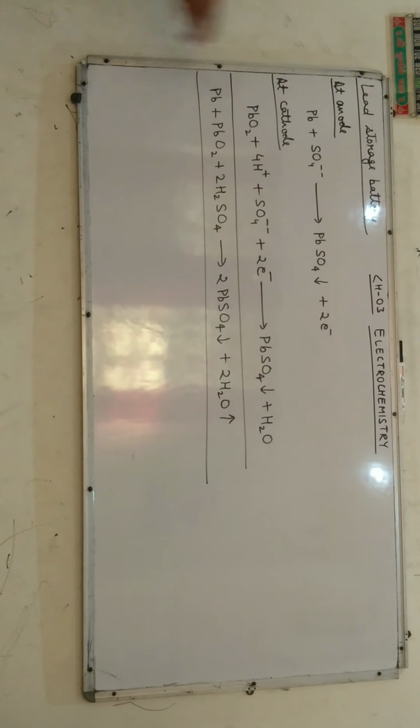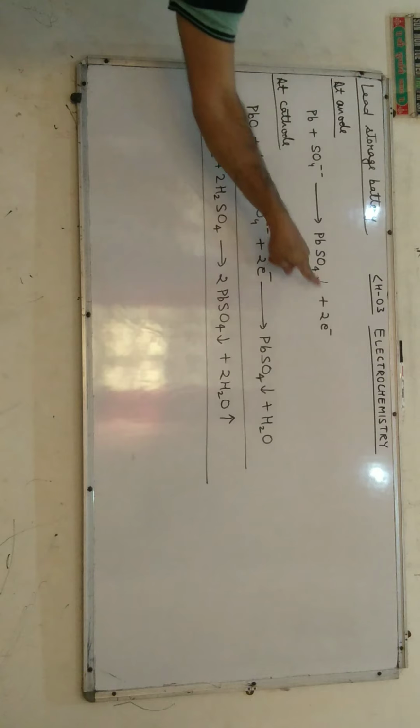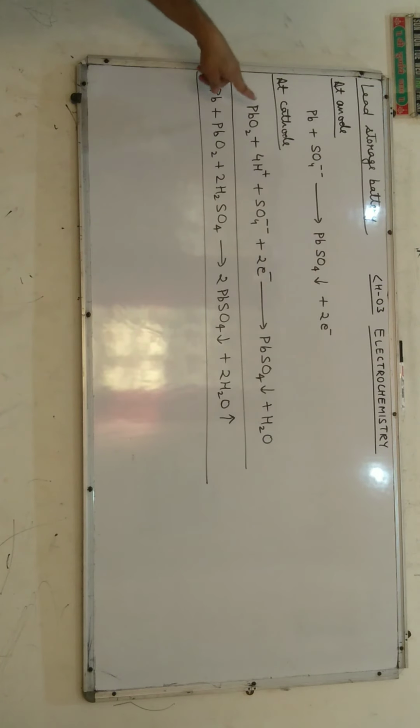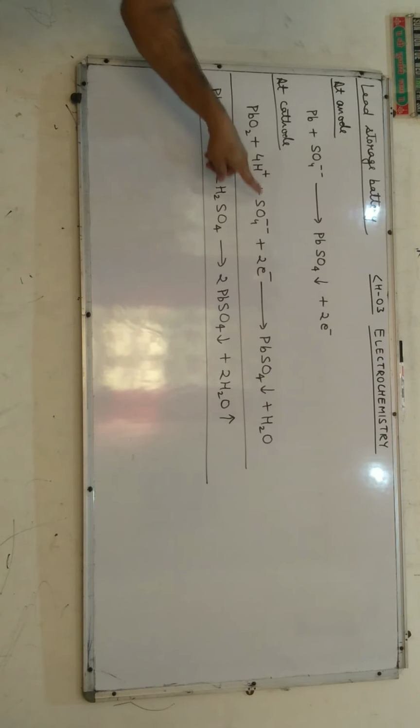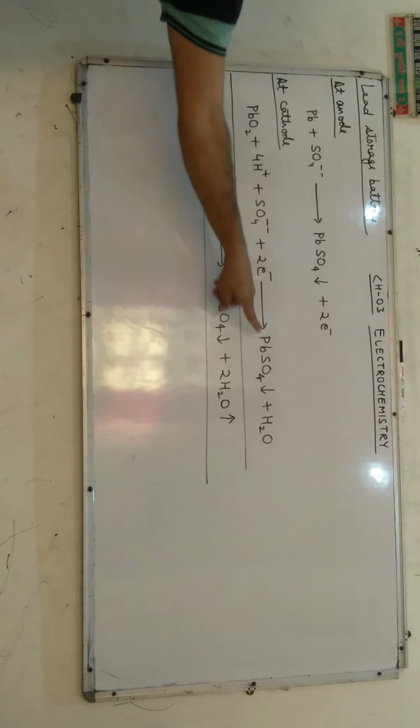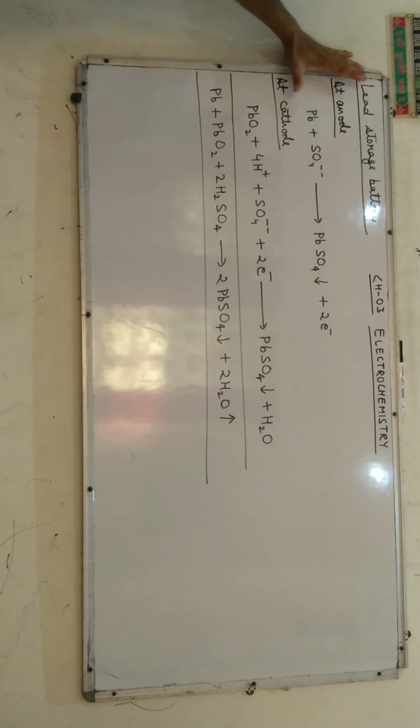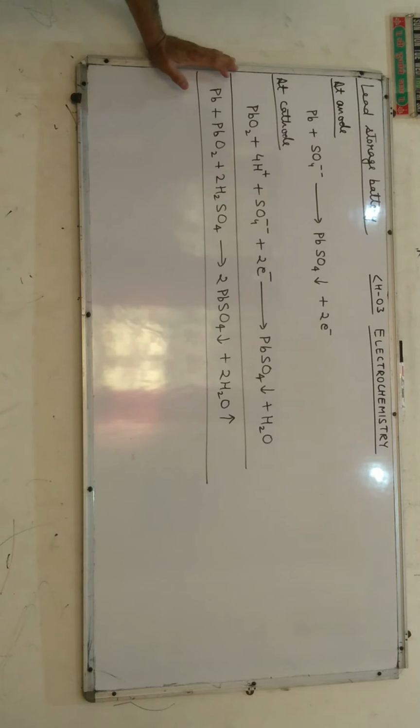So it is the reaction that takes place in a lead storage battery. At the anode, lead combines with sulfate ion to form white ash of lead sulfate along with 2 electrons. At the cathode, lead oxide combines with hydrogen ions and sulfate ion with 2 electrons to give lead sulfate with water. In the overall reaction, we add these. Now let us consider the fuel cell.